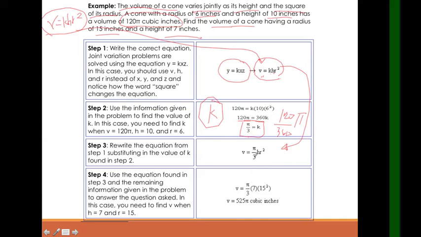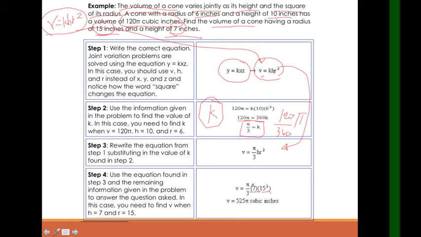After that, the given in the second question is: find the volume of the cone having the radius of 15 inches and height of 7 inches. So we have 15 and 7 at the end. Okay? So we have 7 and then 15 squared. Why? Because the radius is squared. It is here in our equation.